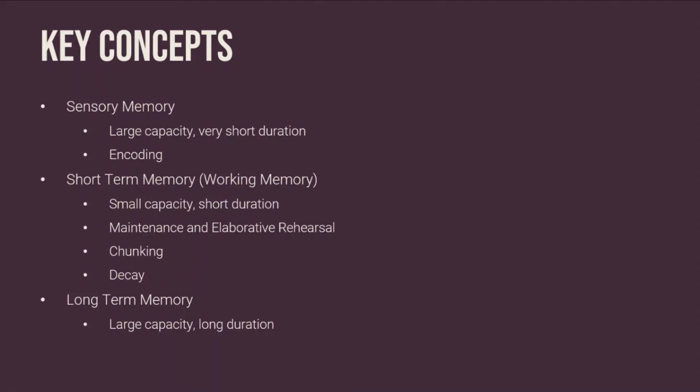We perform chunking. We can take bits of information, we can group them into meaningful units. This is a more efficient way of organizing information so that it doesn't require quite so much working memory. And of course, items in working memory will decay over time. That's why we have to keep them refreshed by doing maintenance or elaborative rehearsal. And we talked a little bit about long-term memory, which has a very large capacity and a long duration.